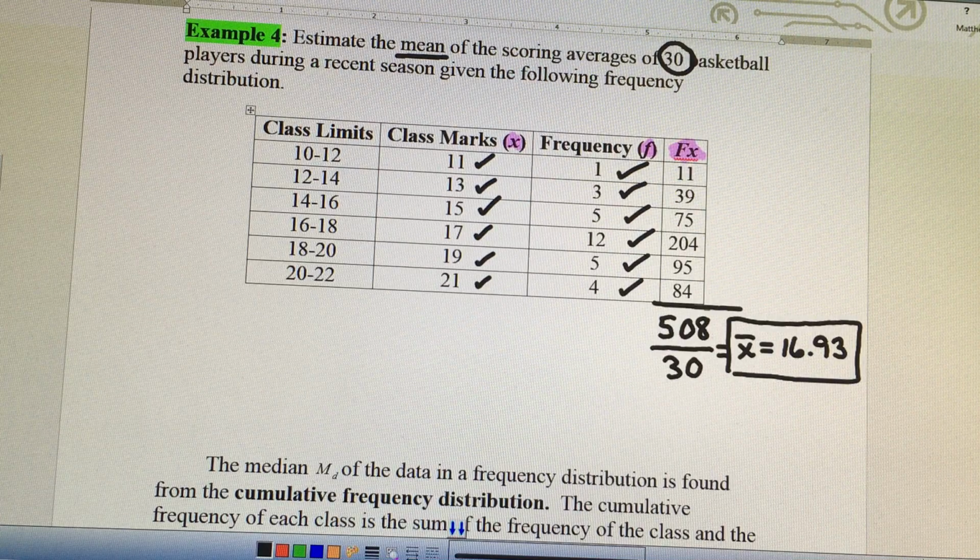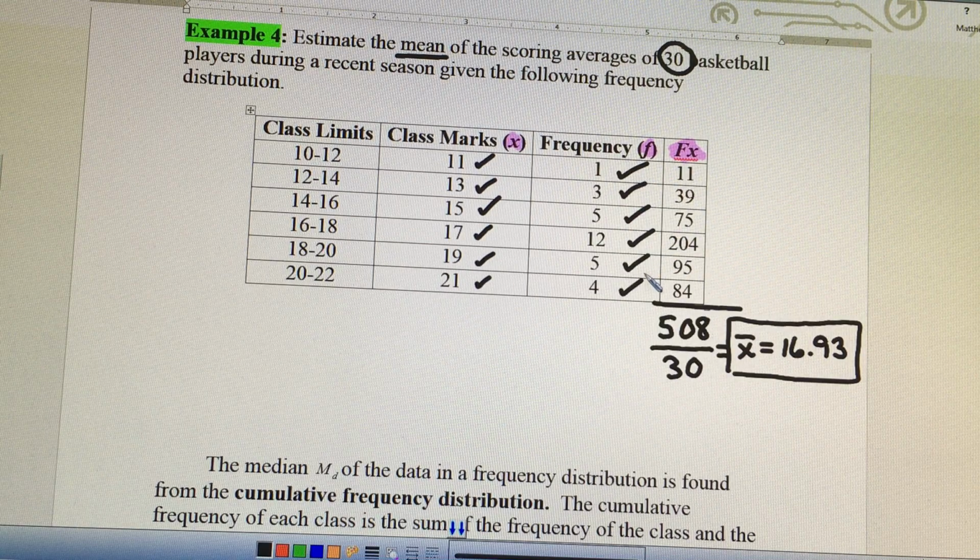All right? So 16.93 is the average. There are going to be some problems, guys, where you have to figure out what these class marks are. You're going to have to figure out the middle numbers of these different categories and multiply them by the f column. That's where we got this fx, remember. All right, last but not least, one more problem.